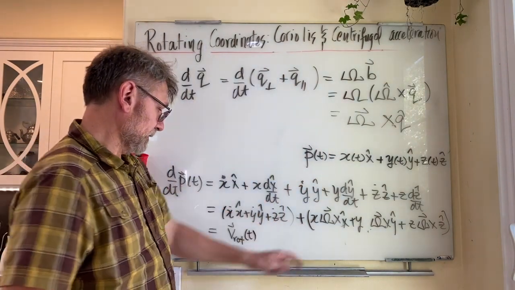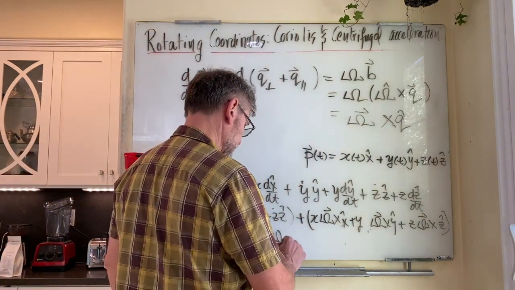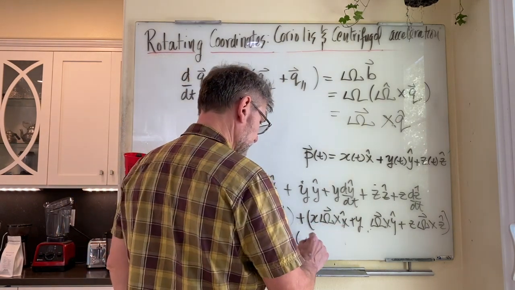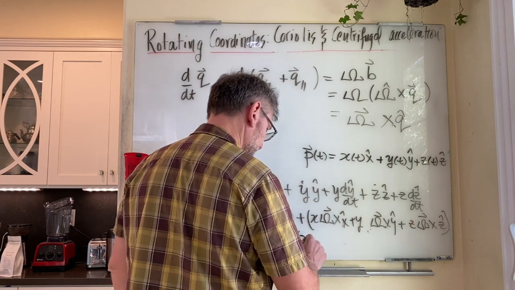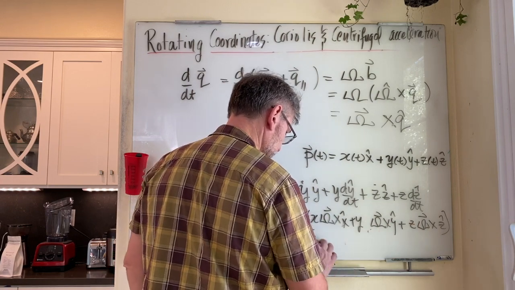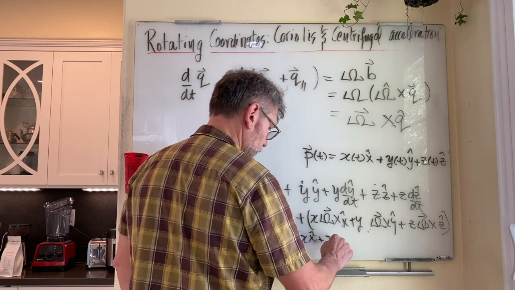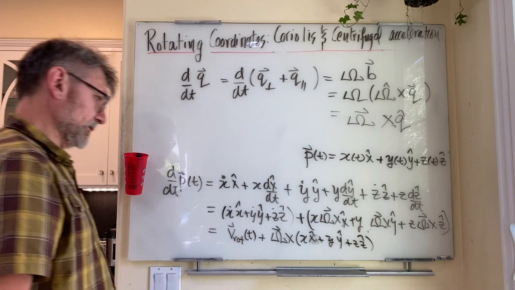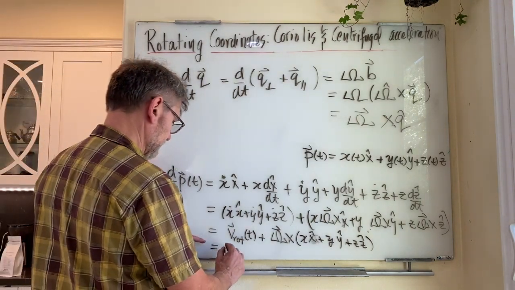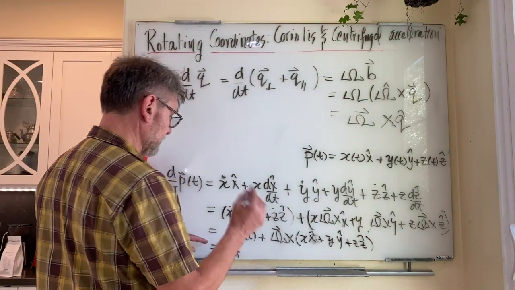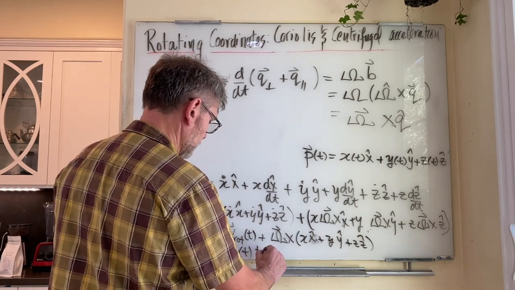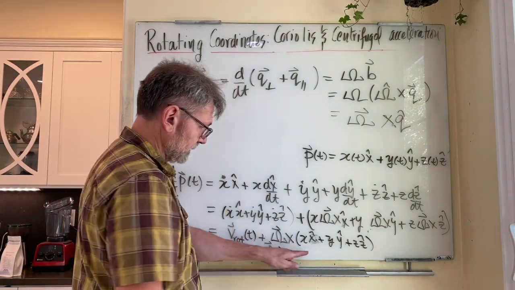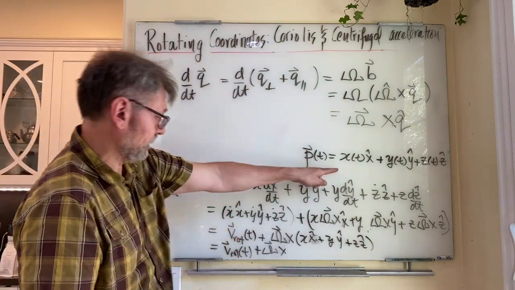And then the other part, plus omega cross, and I can bring the x's, just a scalar, inside, and combine the three parts: x times x hat, plus y times y hat, plus z times z hat. And so what we get is just v, the velocity in the rotating frame, plus omega, the vector of rotation for the Earth, crossed with the original p vector over here, p.